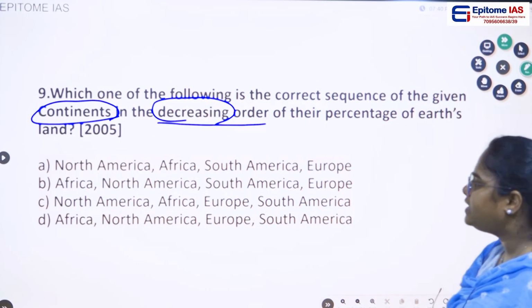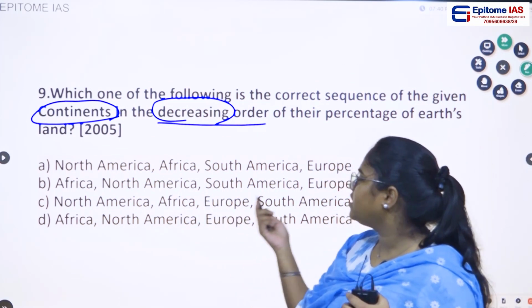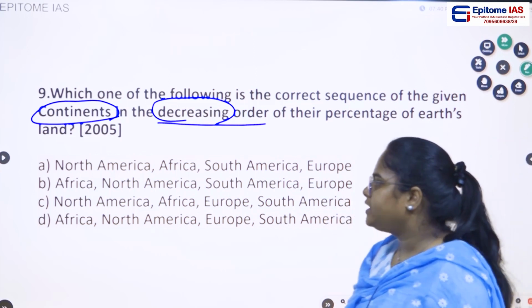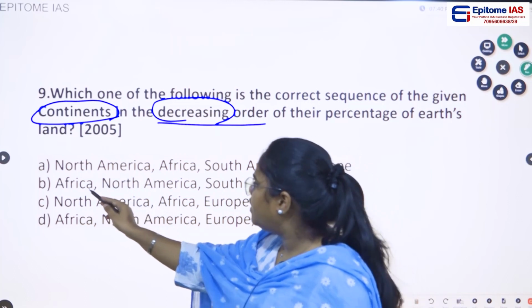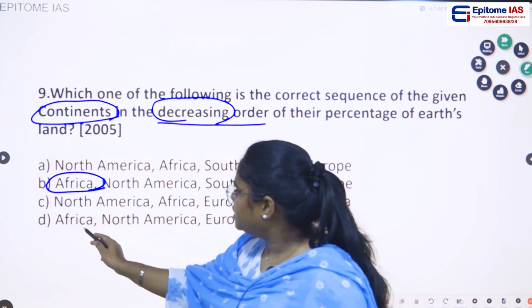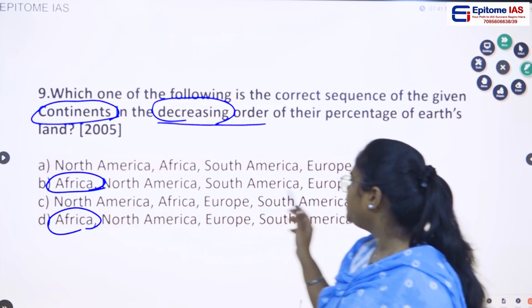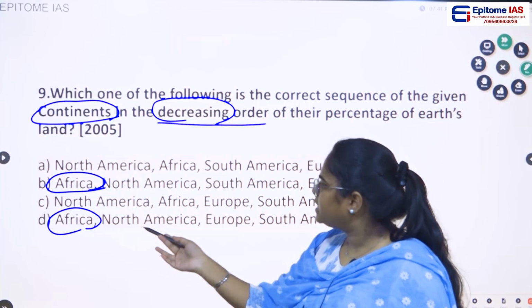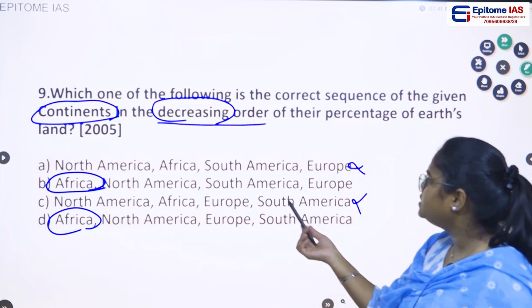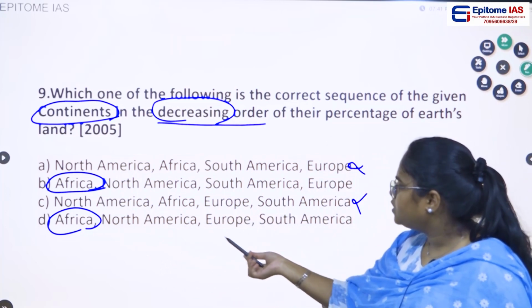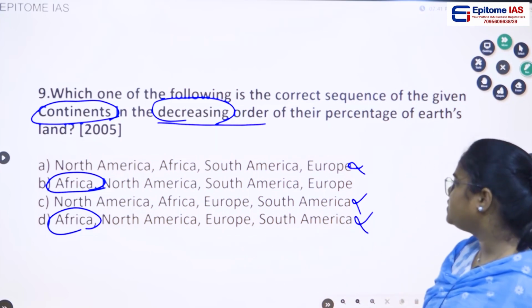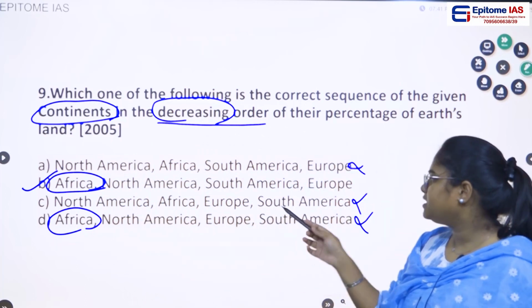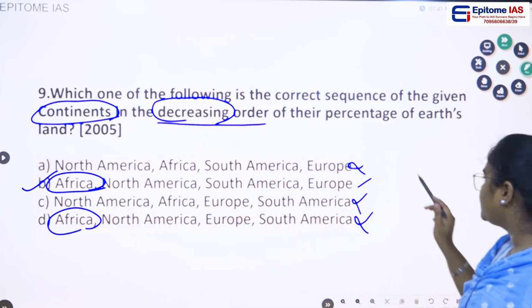Here they have given North America, Africa, South America, Europe. So if you see, the largest continent given here is Africa. So Africa, and here there is another Africa, so we can eliminate the other 2 options. Then we have North America, yes, the second is North America. Then third is South America. Here they have given Europe, so we can eliminate this option as well. So the correct answer would be option B: Africa, North America, South America, then Europe. Yes, this is the correct answer.